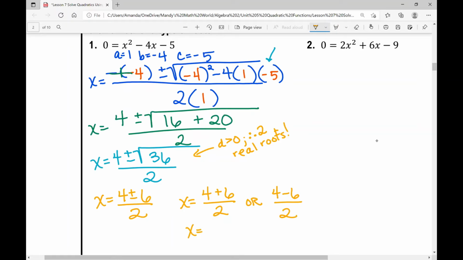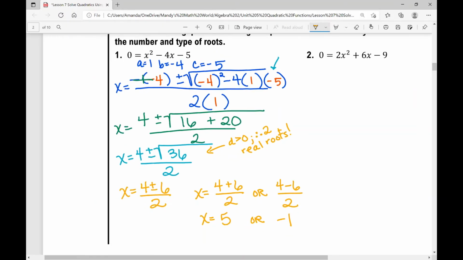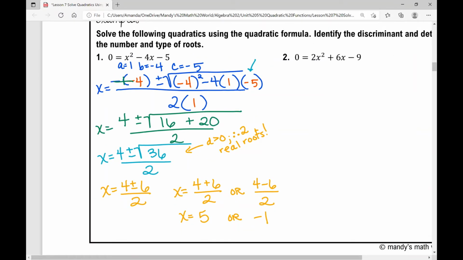So in this first case, x equals 4 plus 6, which is 10 divided by 2, which is 5. Or 4 minus 6, which is -2 divided by 2, which is -1. Those are my solutions. They are real. This is where this quadratic really crosses the x-axis.